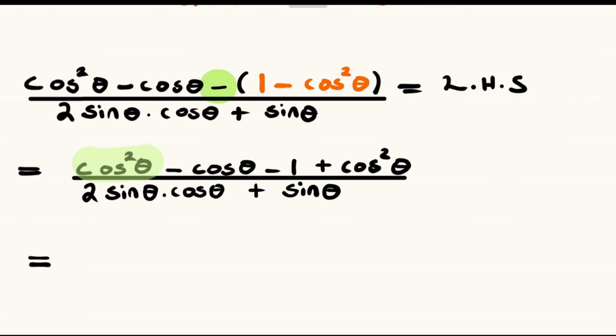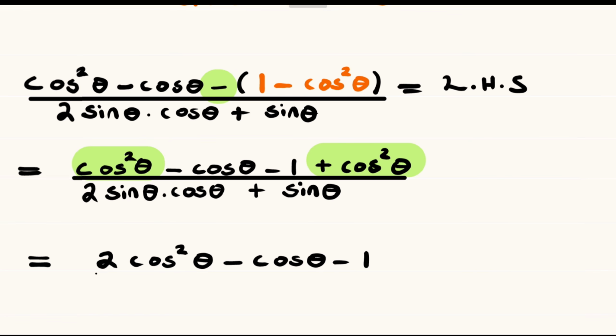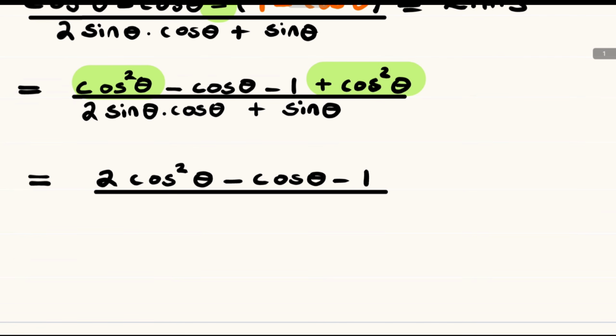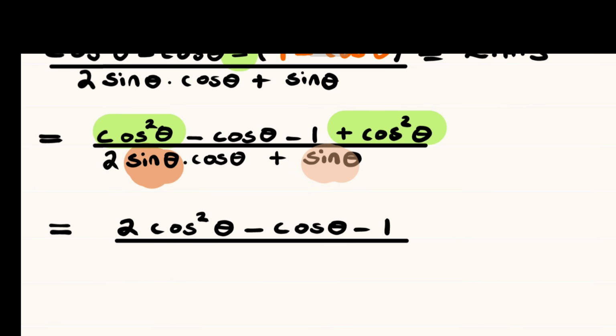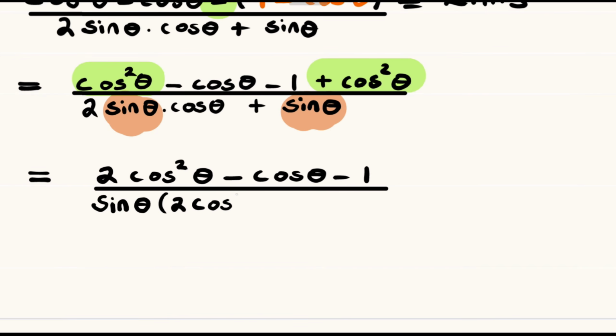So that cos squared theta plus that cos squared theta will be 2 cos squared theta. So we have 2 cos squared theta minus cos theta minus 1 divided by, we take that sin theta as our common factor. So we have sin theta into 2 multiplied by cos theta plus 1.